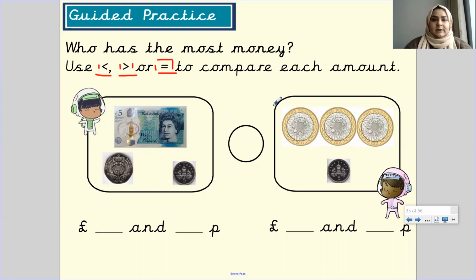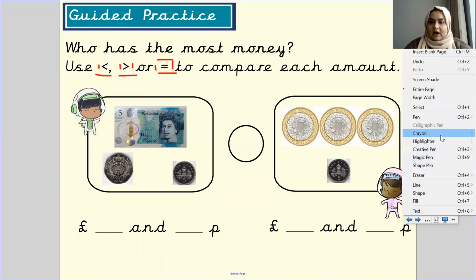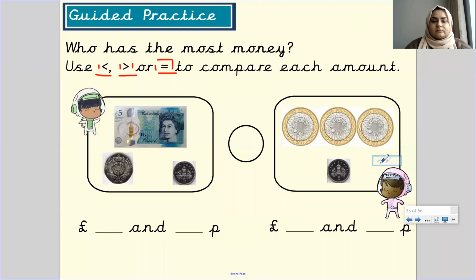Okay, so fantastic. So now let's work out first how much the green astronaut has. Okay, so over here he has £5. And from what I can see in this box, he only has £5.